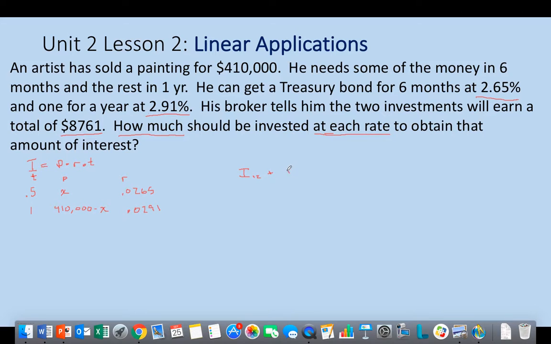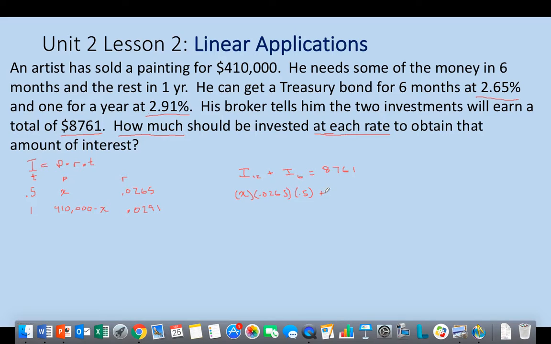All right, and so the interest of the 1 year, so 12 months, plus the interest of the thing that I had for 6 months, has got to be equal to the total interest that I earned, which is 8,761. Okay, so that's how I'm going to put this equation together. The interest for the 6-month thing would be the principal times the rate times the time. So principal x times the rate 0.0265 times the time, 0.5.